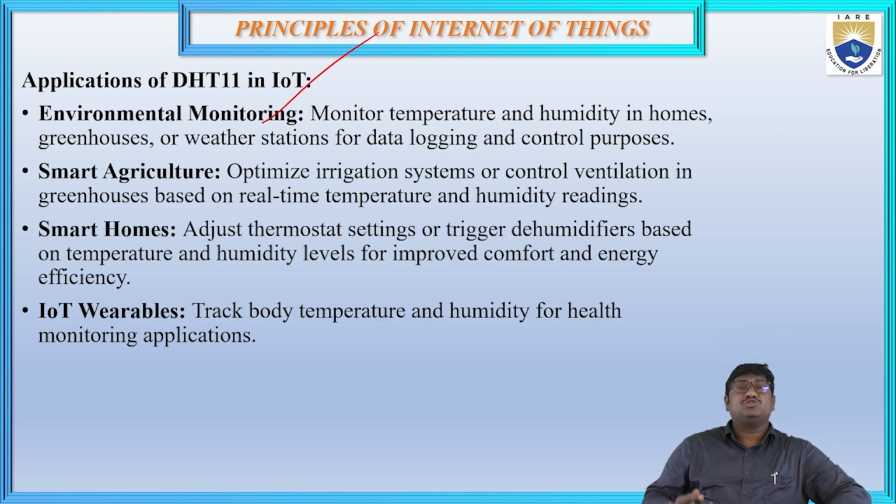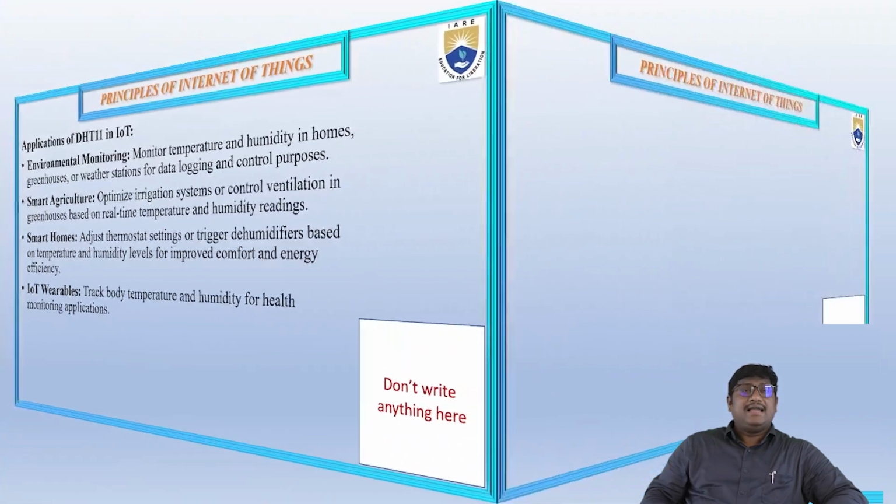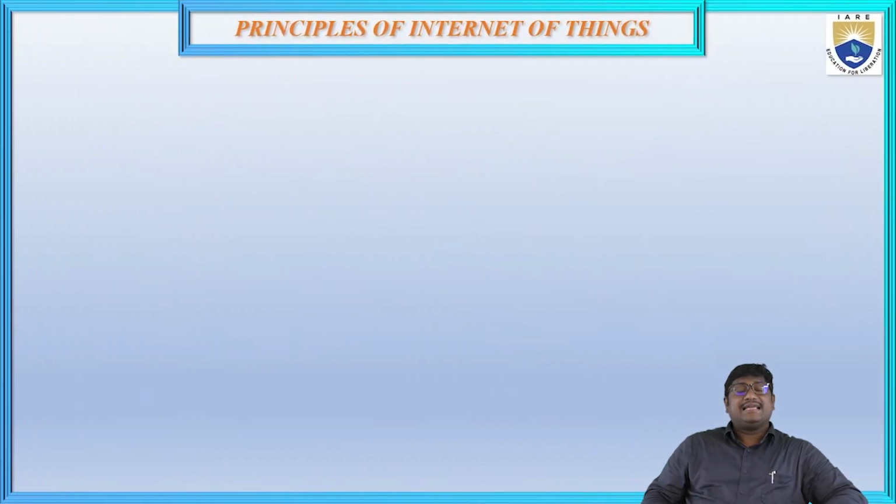Environmental monitoring, to know about the temperature and weather predictions, with data logging and control purposes taken care of. Smart agriculture, to know about water levels, ventilation in greenhouses, or real-time temperature and humidity readings, and we will use this DHT11. Coming to smart homes, to adjust thermostat settings and trigger dehumidifiers based on temperature and humidity levels, which improves energy efficiency. IoT wearables are used for tracking body temperature and humidity levels.